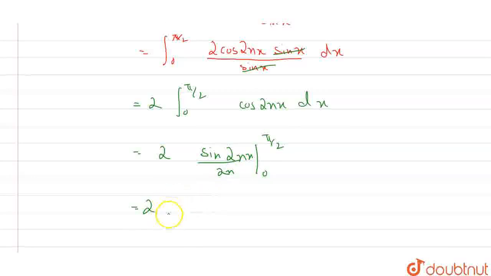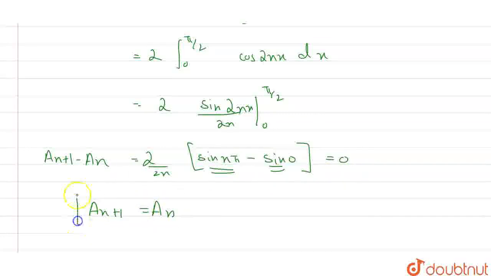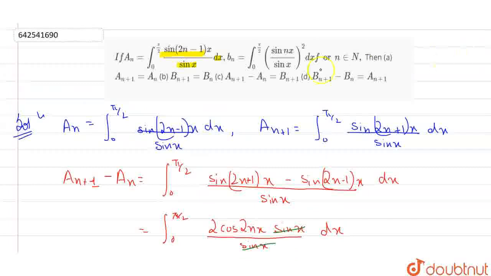So this will be twice of 2 by n, taking common, sin(n pi). When I put the value of pi by 2 in terms of x, this will become sin(n pi) minus sin 0, and we know that both of these are 0. So eventually they come out as 0. So an plus 1 minus an comes out as 0, so an plus 1 equals an. This is the relation we have. If I go to the question, the first option is correct: an plus 1 is an.